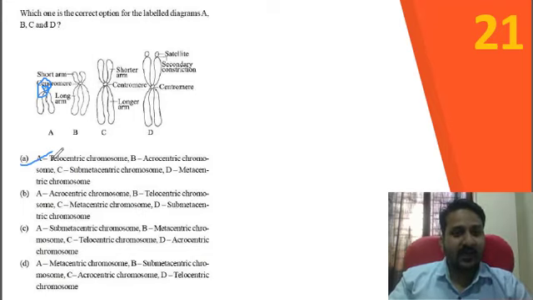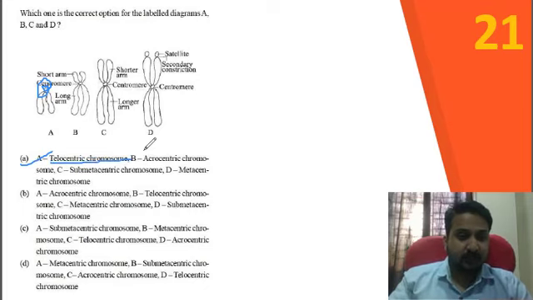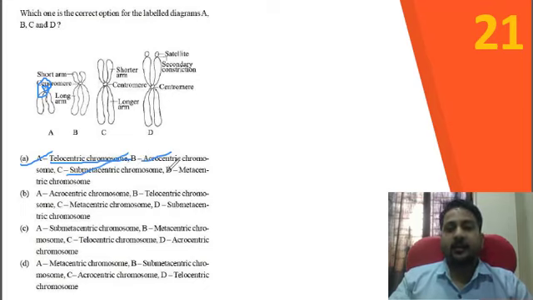So remember, you can save your time like this: just seeing the first diagram, you can mark your answer. But let us confirm with the others. B is acrocentric, C is submetacentric, and D is metacentric. So I hope you are clear with this. Let us go with the next question.